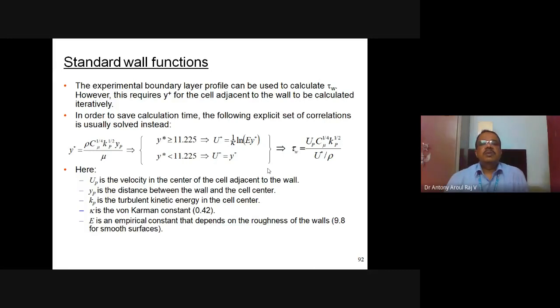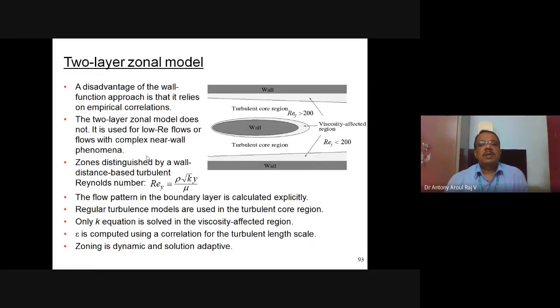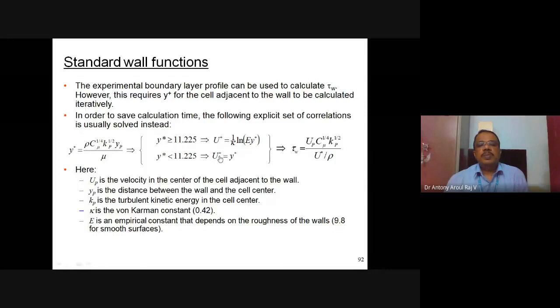For that, we will be using two types of approaches. One is the wall function approach, another is the two-layer approach. The wall function approach will have a coarse mesh. Near the wall, we will be giving the exact solution. What is that exact solution? Near the wall, you know that u plus is equal to y plus. Or if it is a log layer, u plus is equal to 1 by the constant into ln of E y star.